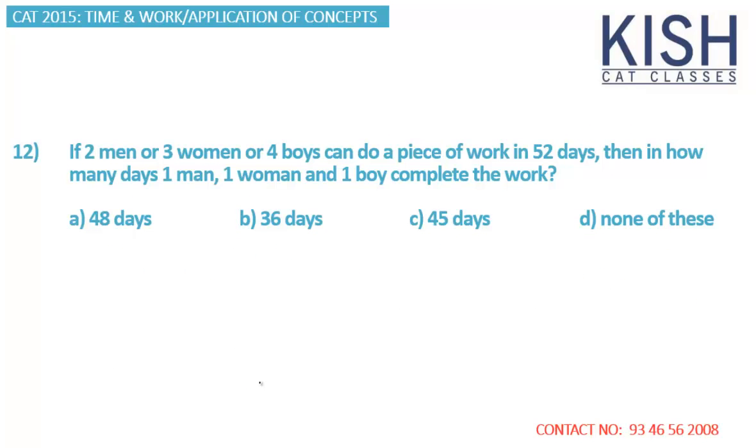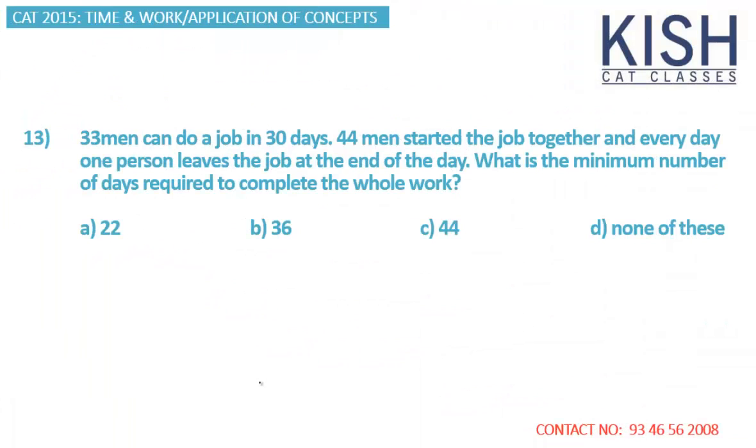Let's solve the next question. 33 men can do a job in 30 days. 44 men started the job together, and every day one person leaves the job at the end of the day.